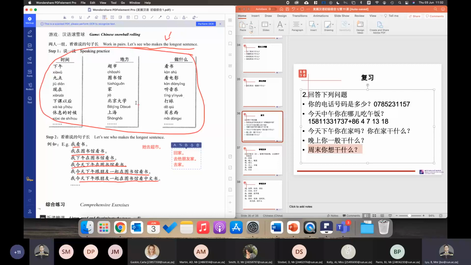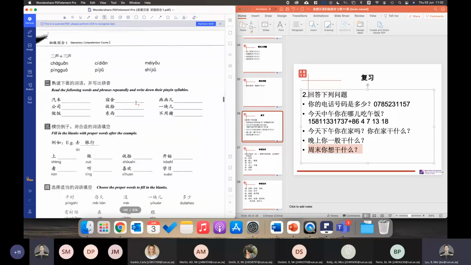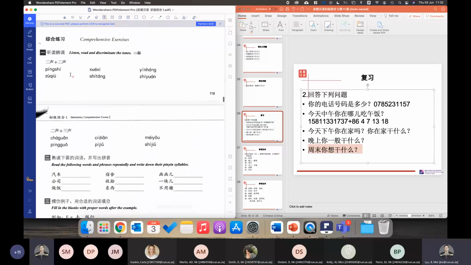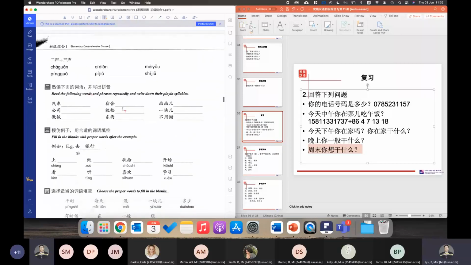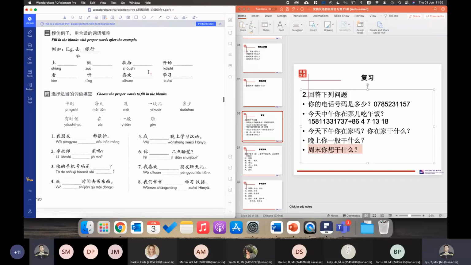As long as you understand where to put the time adverbial and the adverbial of place. Read the second tone and second tone, write the pinyin, and complete the vocabulary. I assume you can all do that by yourself. Now, let's get a pen and try to finish exercise number 4. Choose the proper words to fill in the blanks. Let's use 3 minutes. Go ahead.